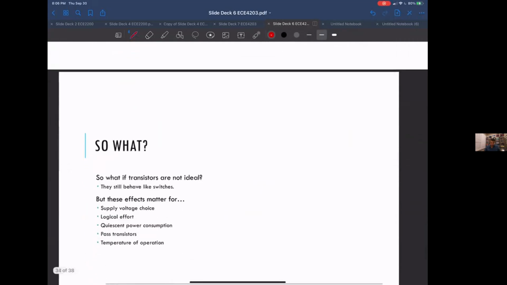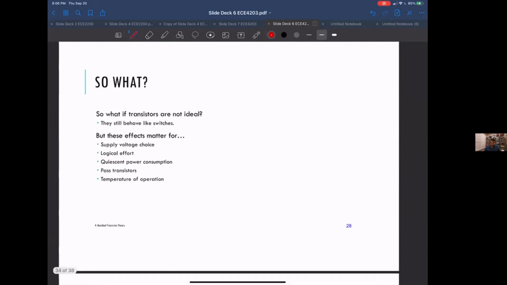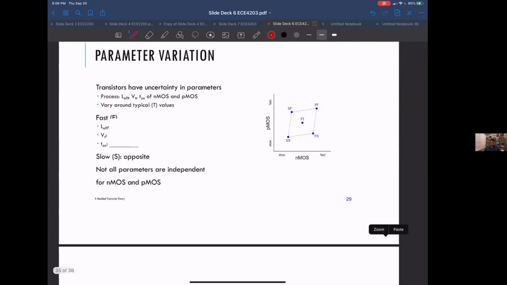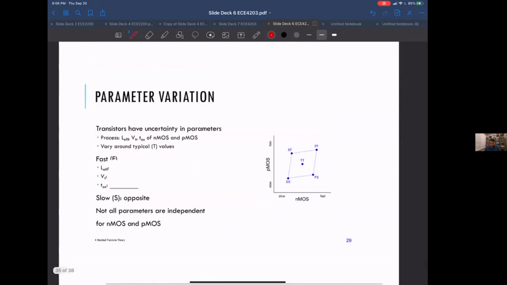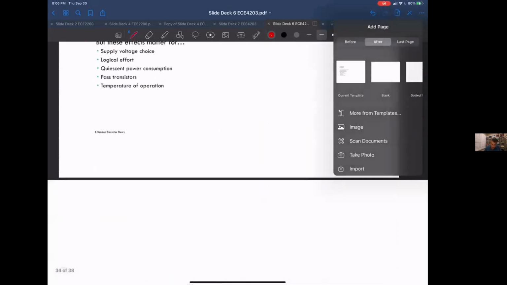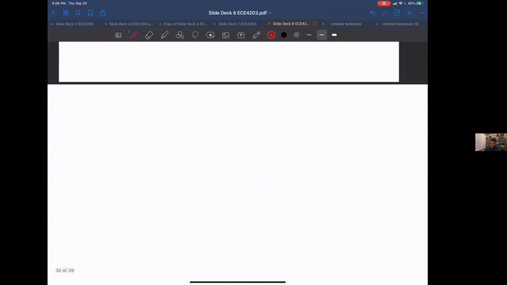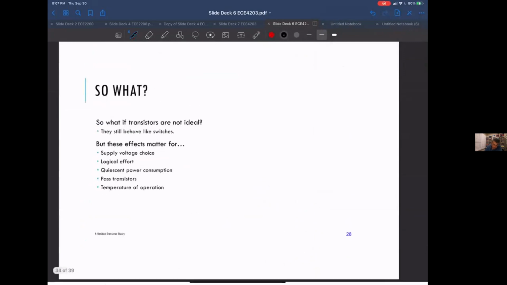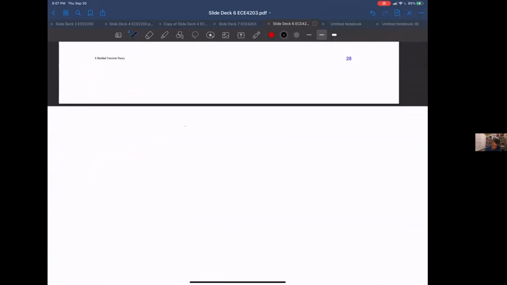I won't get into the details, but let's see, what else do I want to say? Okay, so let's talk about another effect. Let's say you're designing a chip.